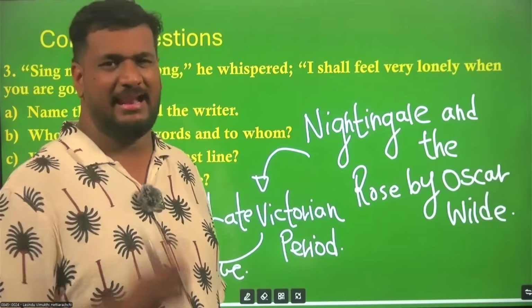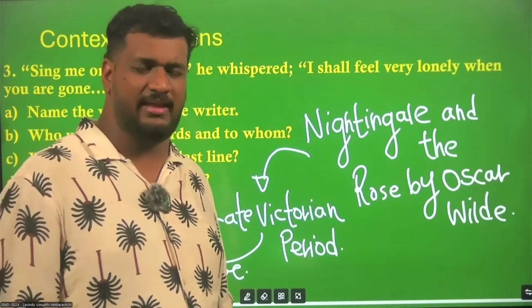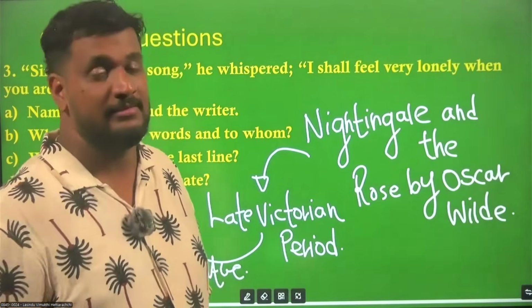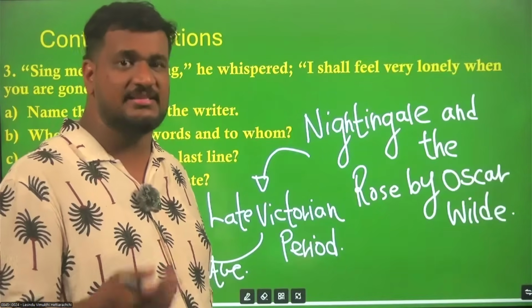Right? Nightingale and the rose. The nightingale came, the rose is there, the rose is thrown away, and the nightingale died. No, no, no. You should remember the setting. Who is the writer? Oscar Wilde. What is the genre? What is the time period?